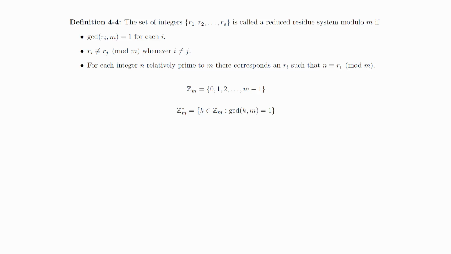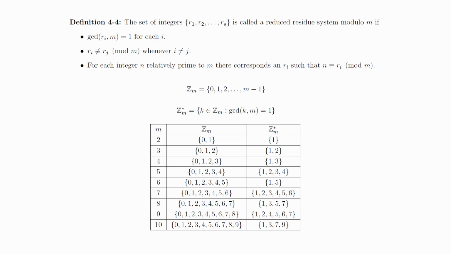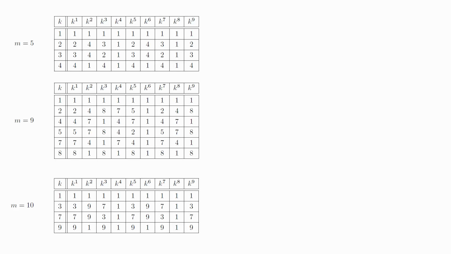We noted in the video for that section that the notation Z sub M star is often used to denote the reduced residue system built from the set Zm by removing the elements that are not relatively prime to M. This notation is not used in the book but is very common in modern mathematics. Here are a few of those sets written out explicitly to remind you how they look. For each value of M, we can look at what happens when we take powers of the elements in Z sub M star modulo M. Here are examples when M is equal to 5, 9, and 10.